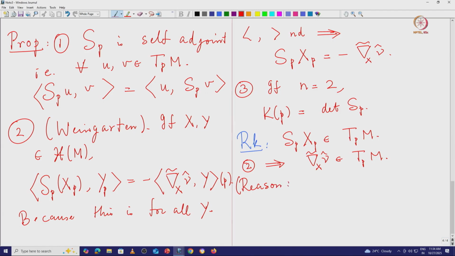So the following is the reason why. Note that because this is a unit vector, the norm of this is identically 1. So this implies that if you take the derivative in any direction x, that is going to be 0 because it is a constant, right, nu squared is a constant. But then by the metric property this is the same as this.